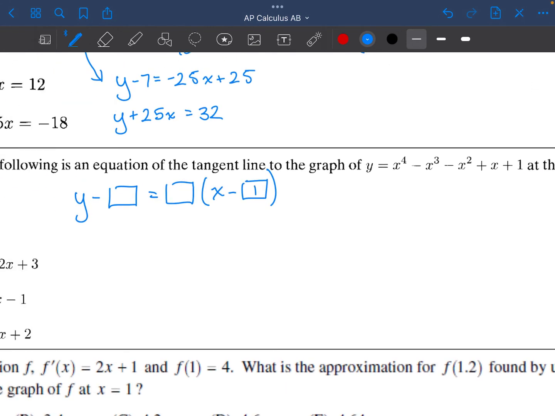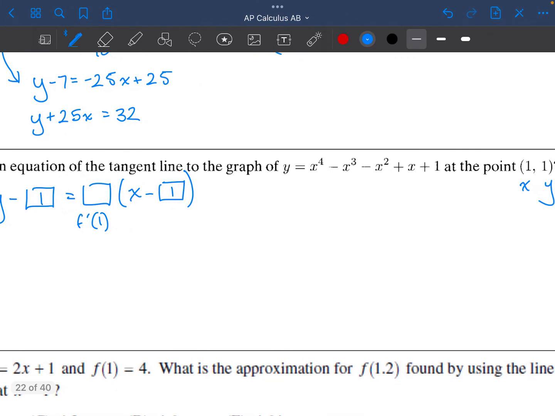We have 1 and 1, and yet again f prime of 1 goes in this box right here, which isn't as difficult. Again, it really isn't f, it's really y, but whatever. Y prime, and then I'm going to take the derivative, then plug in 1. It's going to be 4x to the power of 3 minus 3x squared minus 2x plus 1, and that last one just goes away. It's a derivative of a constant.